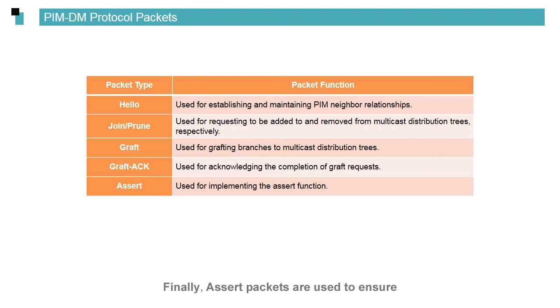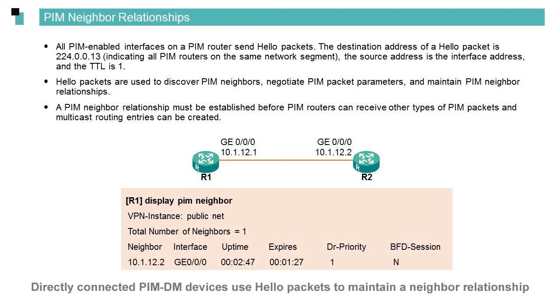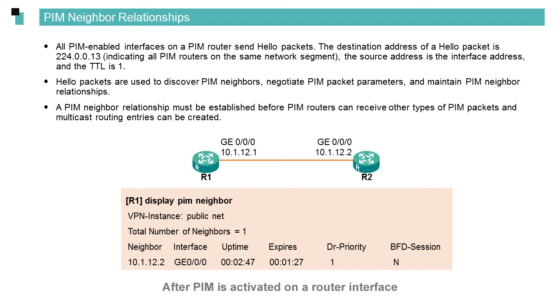Finally, assert packets are used to ensure that multiple multicast routers do not send the same multicast group traffic to a network segment. Directly connected PIM-DM devices use hello packets to maintain a neighbor relationship. After PIM is activated on the router interface, the interface sends hello packets to 224.0.0.13, a multicast address reserved by PIM, and listens for hello packets sent by other devices.